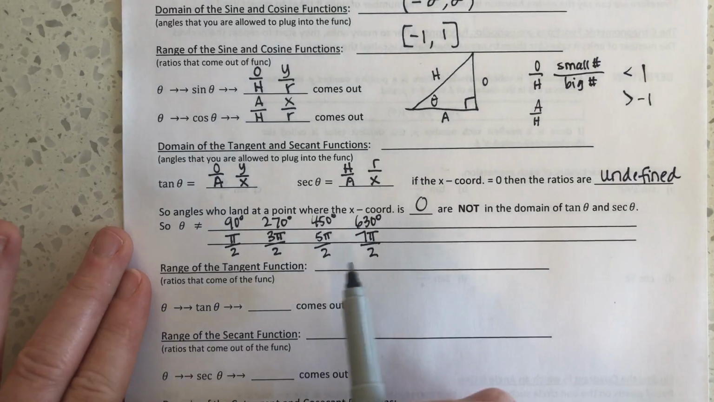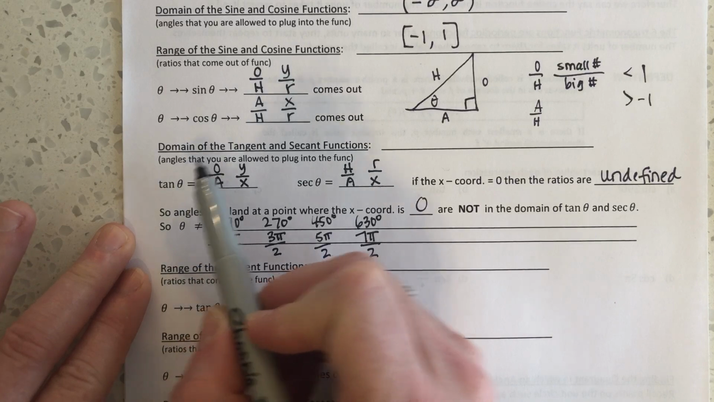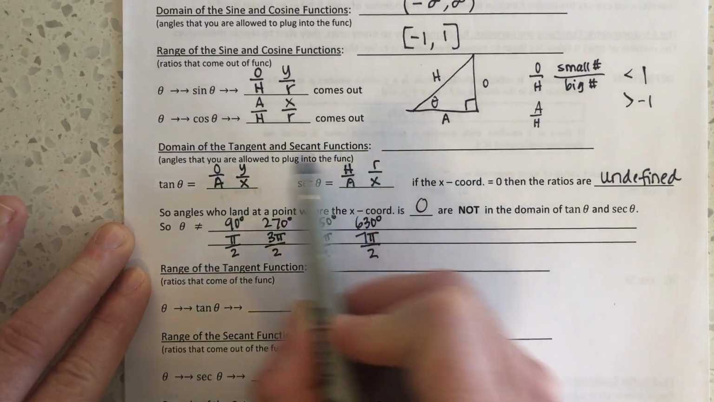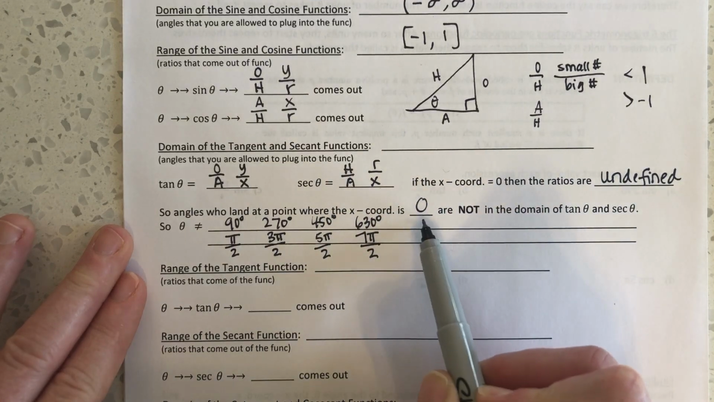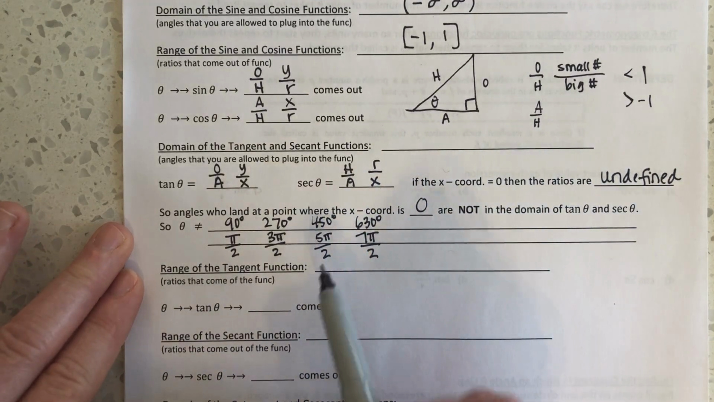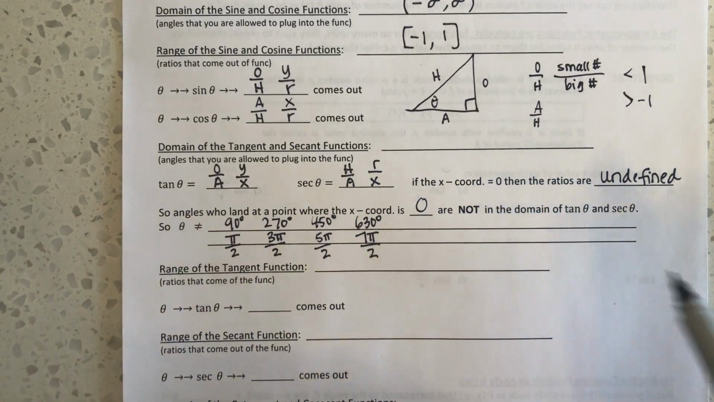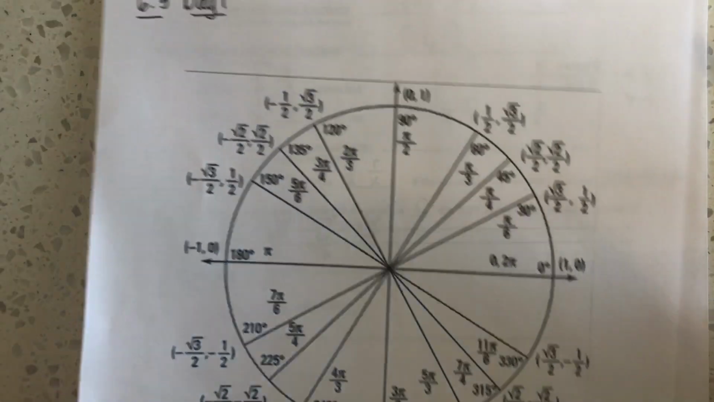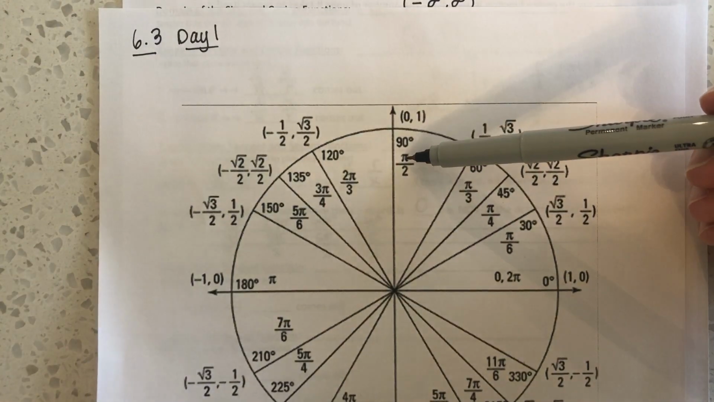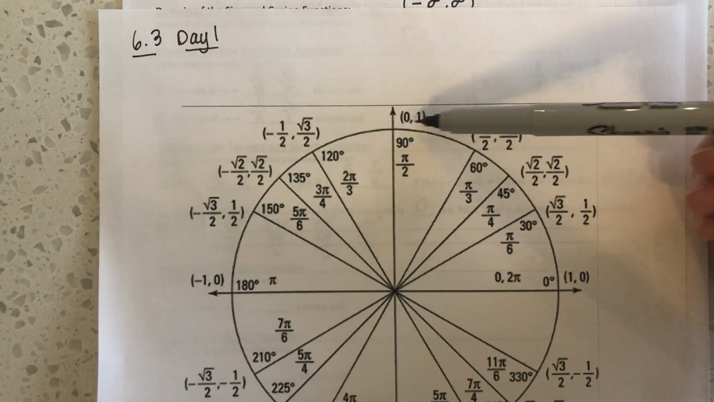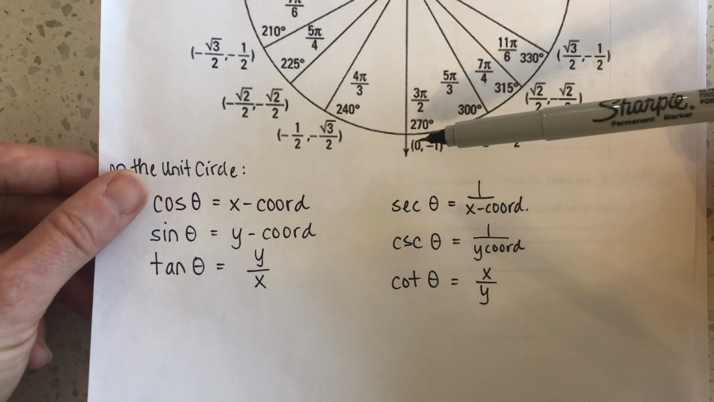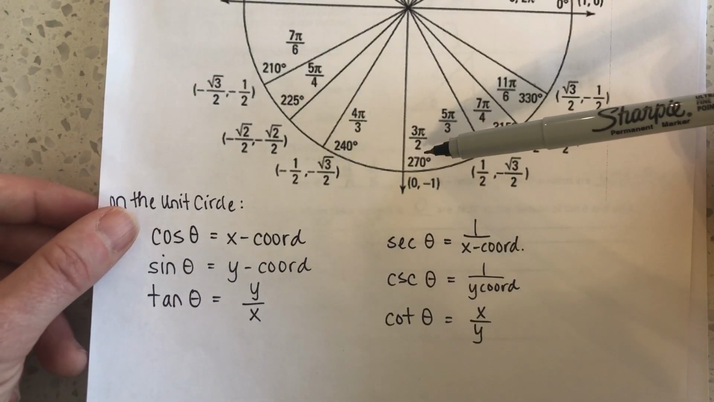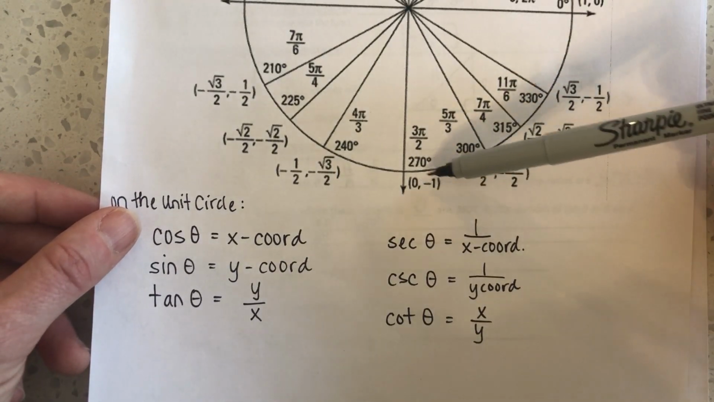So these are all angles that, if you plug them into the tangent or secant function, create this ratio of y over x or r over x, which means you're dividing by 0. That means these angles make an undefined ratio come out. Again, if I asked you what's the tangent at 90 degrees, that's y over x. That's 1 over 0. That's an undefined ratio. If I asked you what's the tangent at 270 degrees, y over x, that's negative 1 over 0.